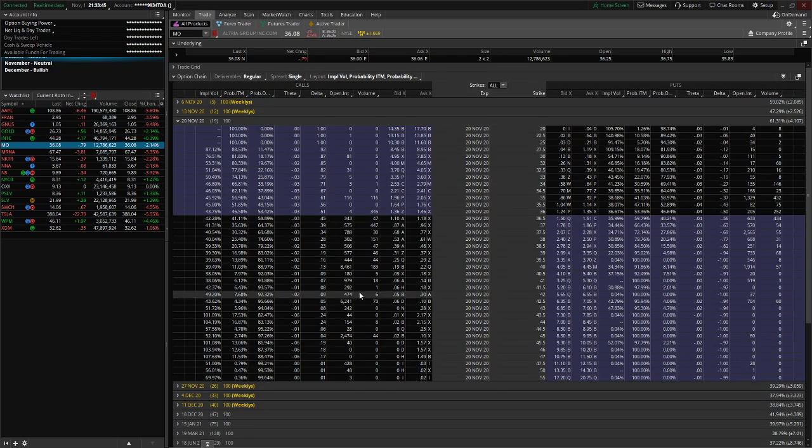If you're looking at my screen, I have what works for me on options. Everybody has what works for them, uniquely. But for me, IV or implied volatility, probability of in the money and out of the money, theta, delta, open interest, and volume, along with bid-ask spread, is what works very well for me.